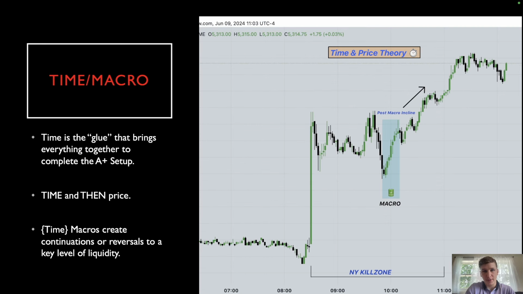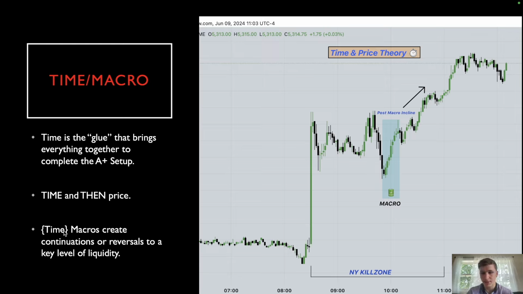All right, element number 6. Do not be mistaken. Just because it's this far down in the list here does not mean it's least important. In fact, it is the most important element when finding a high probability trading setup. Time and price theory. Time is the glue that brings everything together to complete the A+ trading setup. Time should be considered before price. It's not price and then time. It's time and price.